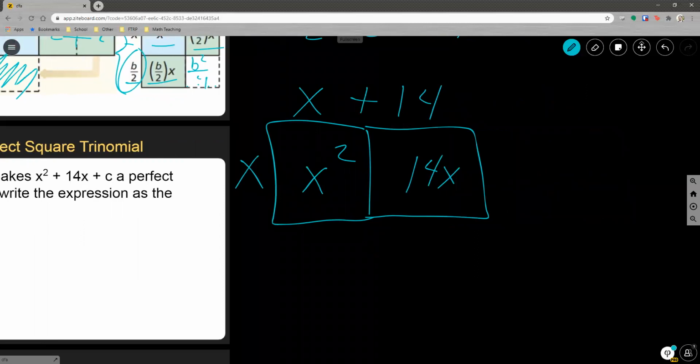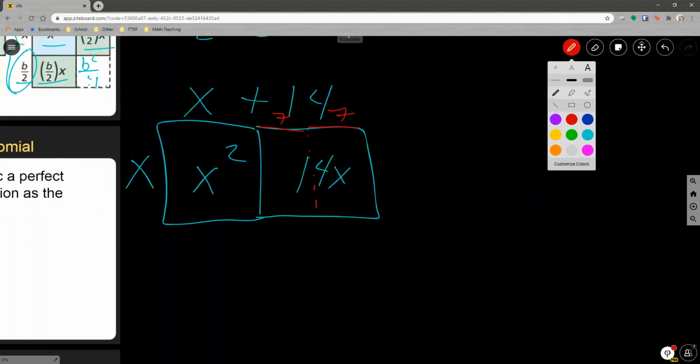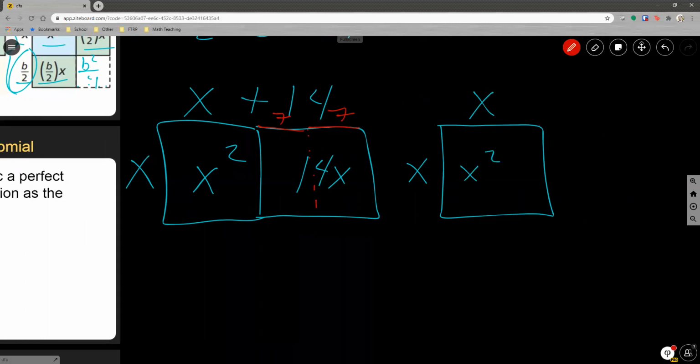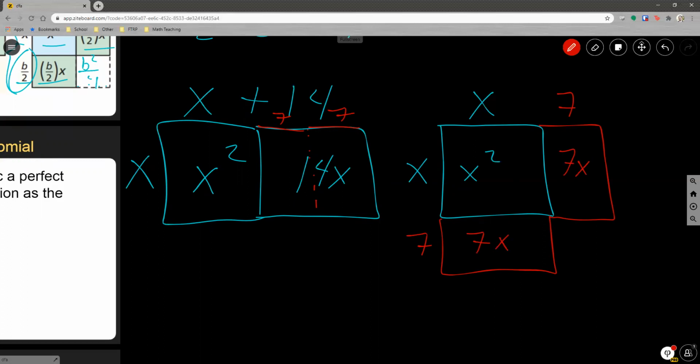So if I want to do this area model thing, I can cut 14 right in half. That's going to be 7. So this distance here is going to be 7, and so is this distance here. And what I can do is re-diagram this. I still have my x times x box in the upper left corner for x squared. But now I've got a new box. It's half the length of the original right side box, and I've moved it. So I've got 7 here and 7 there. So I get 7x and 7x.